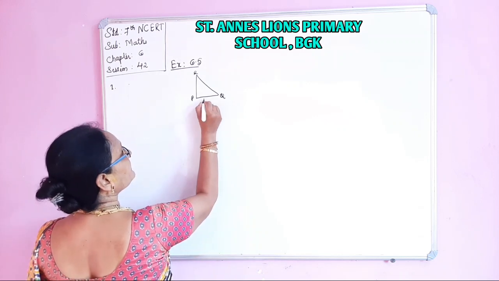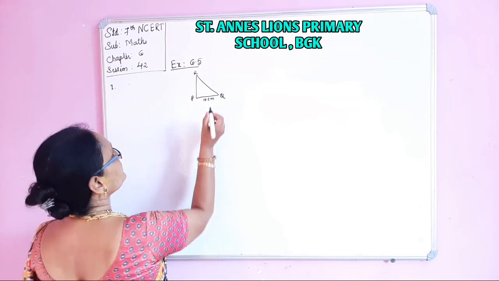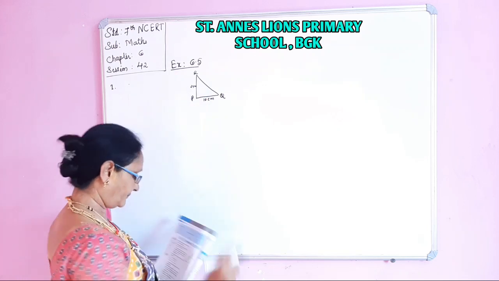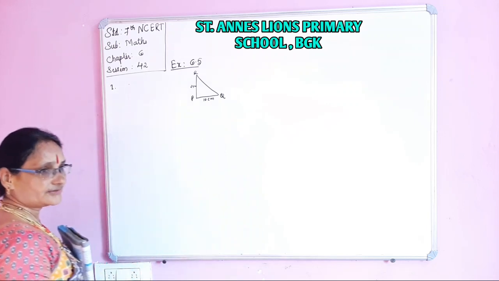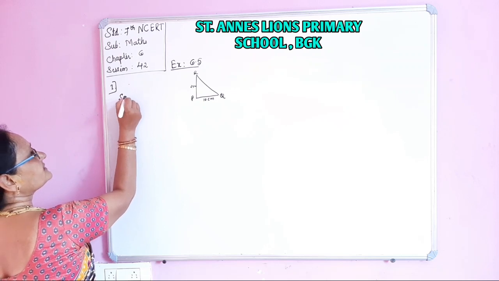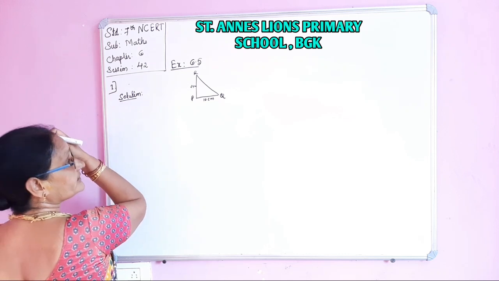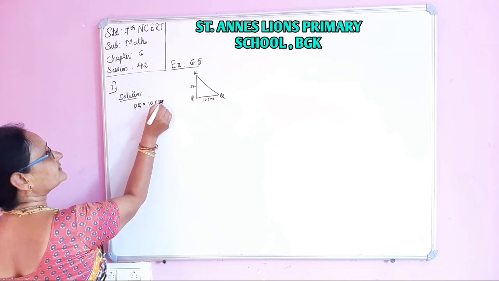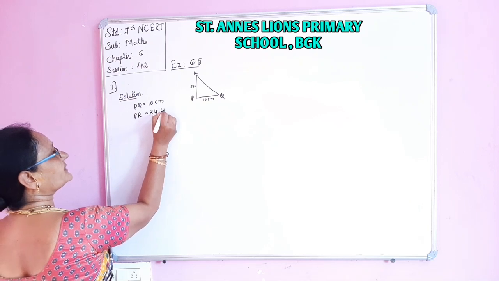PQ is 10 centimeter. And PR is 24 centimeter. Find QR. That means we have to find out the hypotenuse of the given right angle triangle. Now directly I am doing the solution. Please take the question from your textbook. Solution. What things are given? First we will write, PQ is equal to 10 centimeter. PR is equal to 24 centimeter.